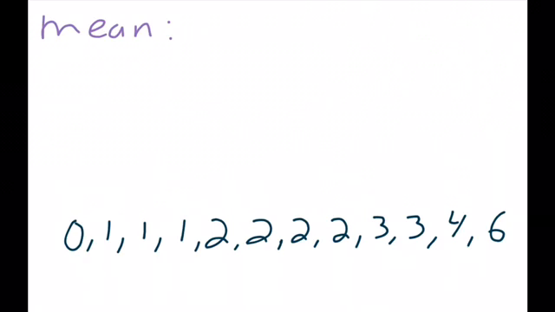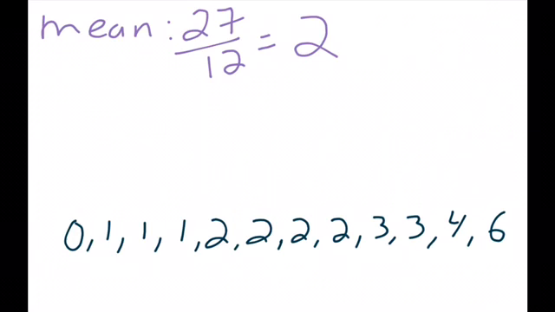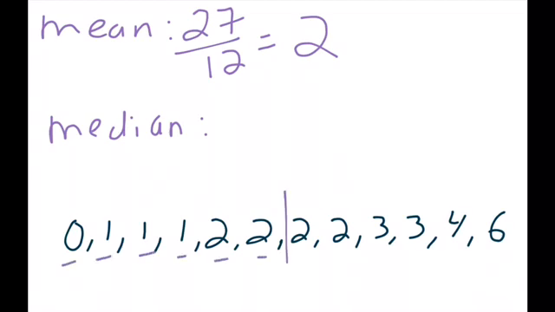Okay, when you added up all those numbers, you should have gotten 27. Then there are 12 numbers there, so we're going to divide by 12. Rounding to the nearest whole number should give you 2. Then our median, that is the middle number. Remember, I have 12 numbers, so I'm going to find right between the 6th and 7th. 1, 2, 3, 4, 5, 6. So my median is right there. My median is also 2. It's my middle number.